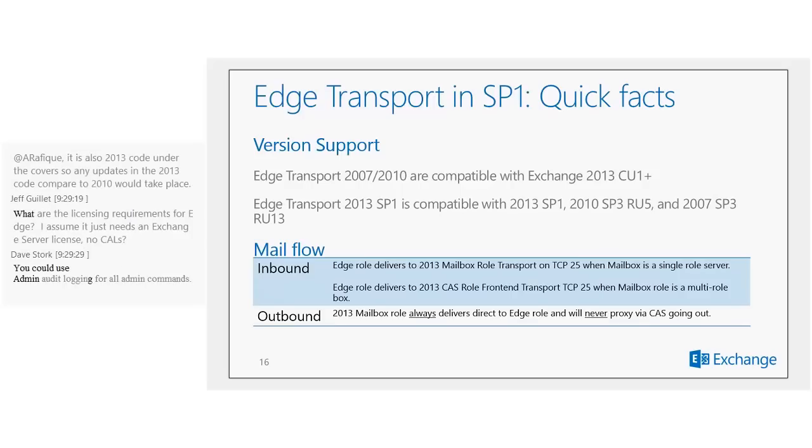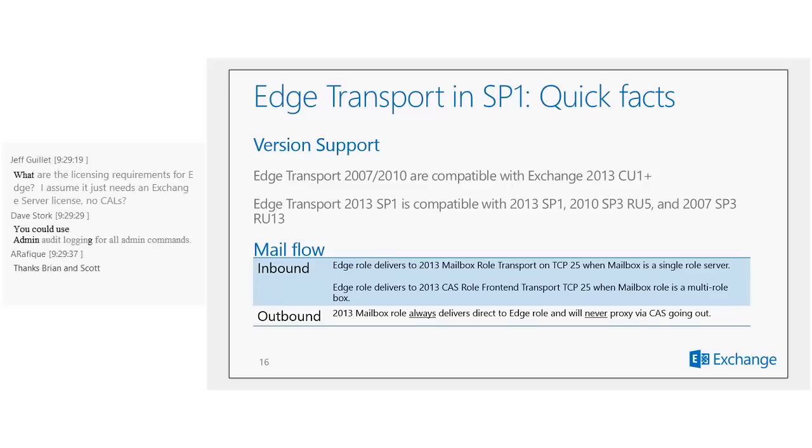So Edge role delivers to the mailbox role when it's a single server role, and if it's on a multi-role, it's actually going to deliver through CAS. And then outbound, it doesn't matter. It will always go direct from mailbox to Edge. So that's just something for you to understand how the transport actually works.